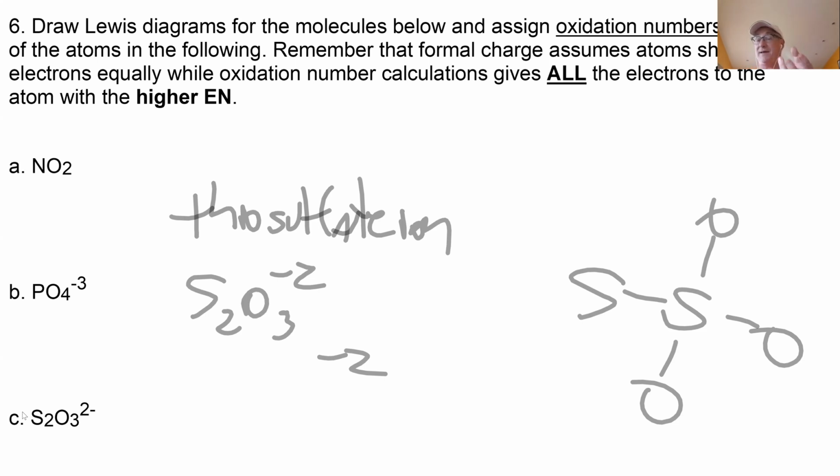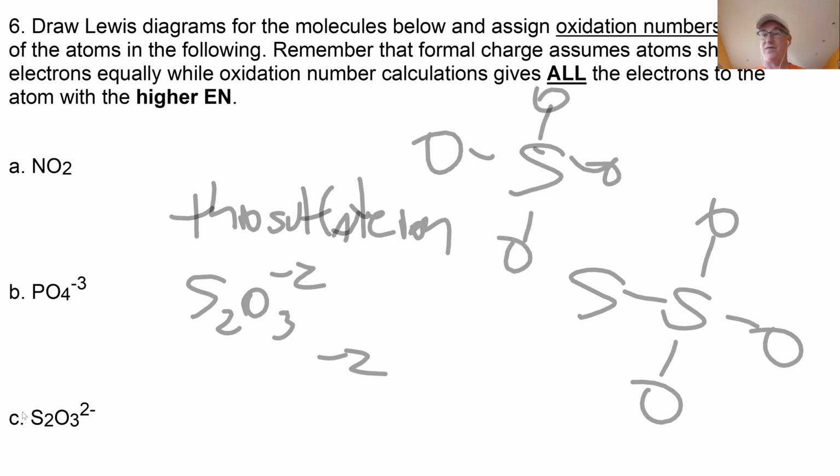Yeah, I mean, sulfate looks like this, right? Sulfate looks like this. And thiosulfate just takes out one of those oxygens and replaces it with a sulfur. That's the only difference.